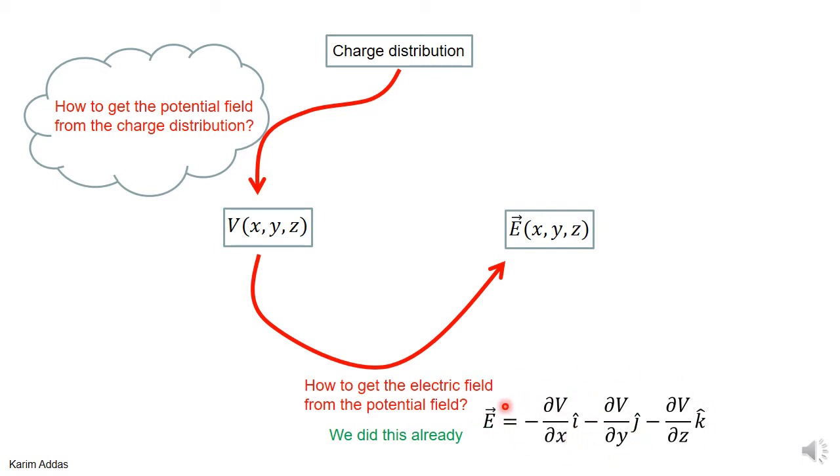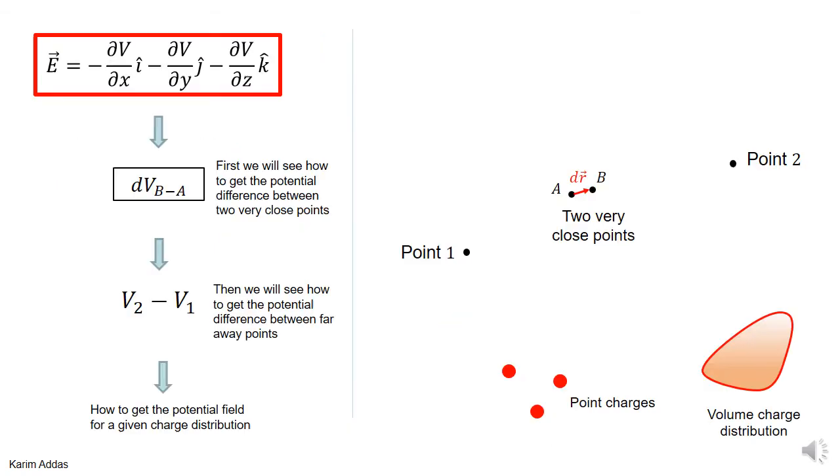And now we're trying to address the question, how to get the potential from the charge distribution? How do we do this? I said before, also in a previous video, we're going to start by just looking at what the difference in potential is between two very close points. We already did this before. And then once we know that, we're going to be able to get the potential difference between any two arbitrary points. And then once we know that, we're going to be able to see how to get the potential at different points in space based on the particular charge distribution. So these are the steps that we're trying to follow.